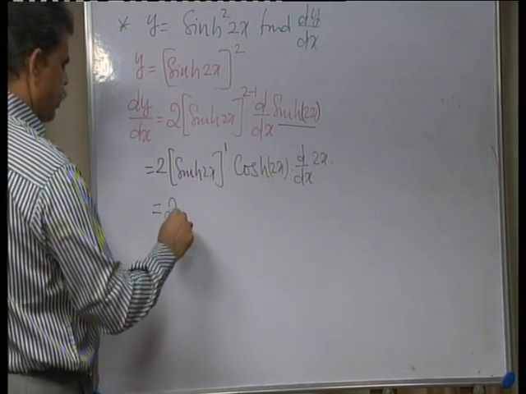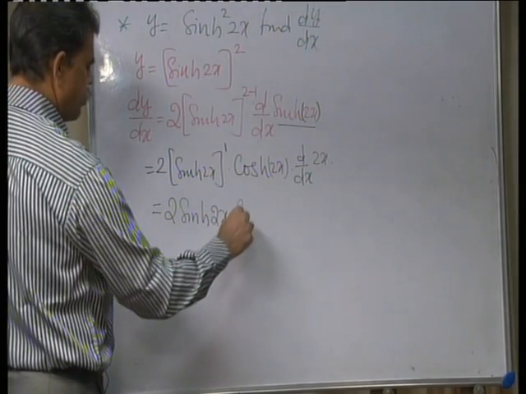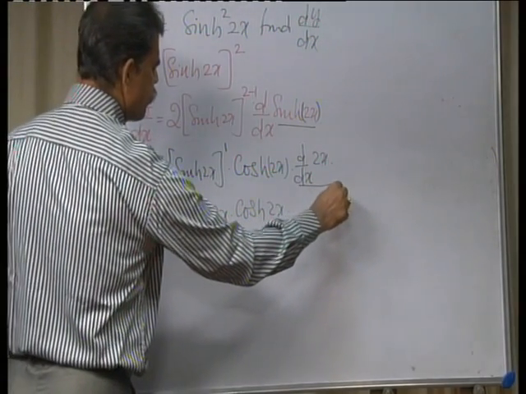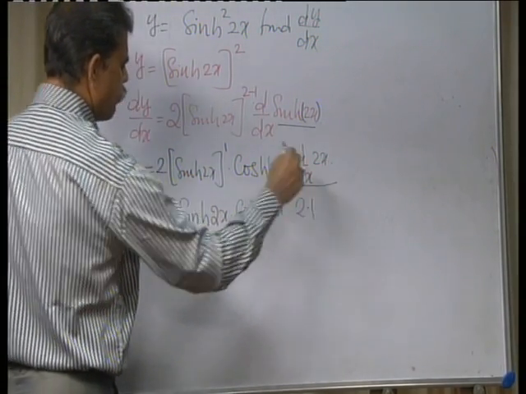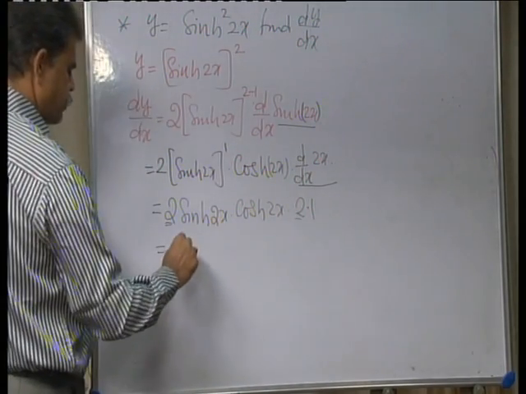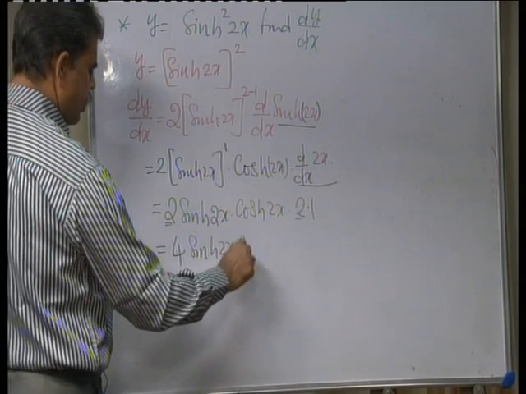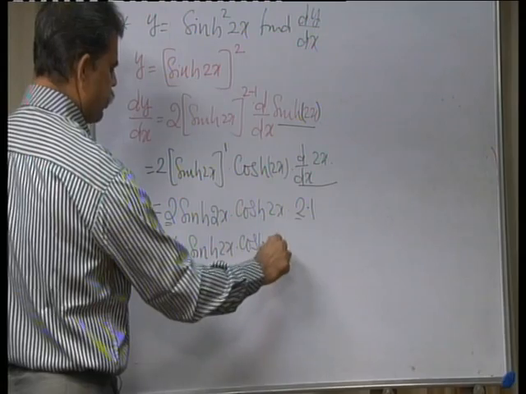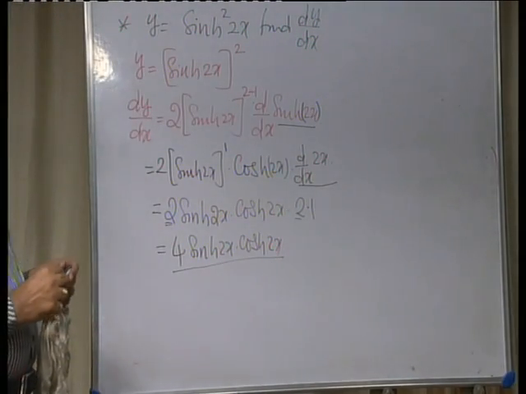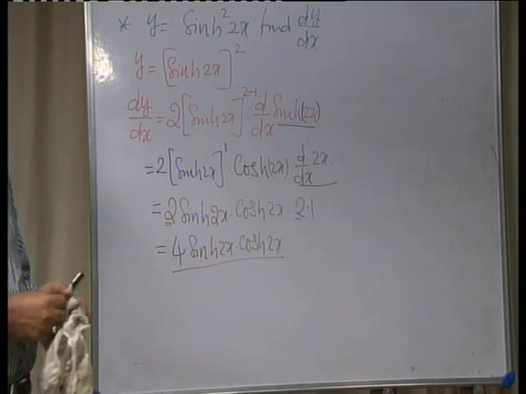Finally, I can write 2 sinh 2x into cosh 2x into differentiation of 2x, which is 2 into 1. Otherwise, I can take 2 into 2 as 4 into sinh 2x into cosh 2x. This is the derivative of y is equal to sinh square 2x.